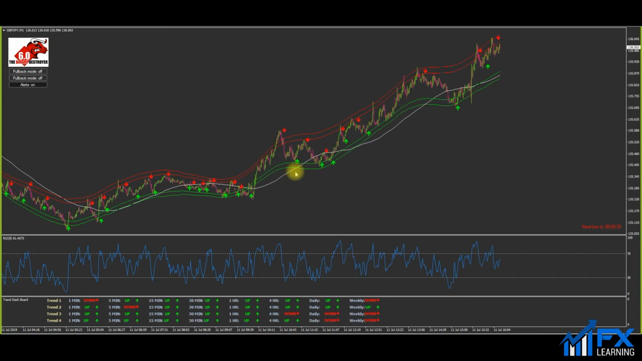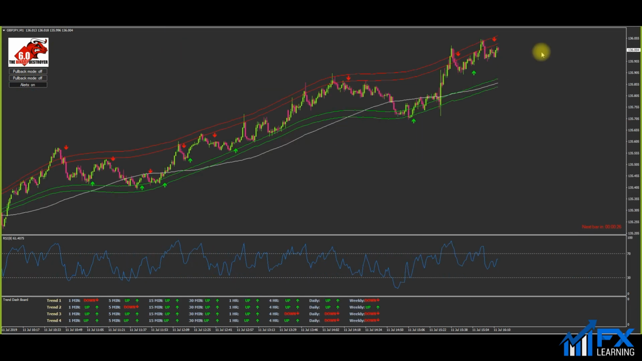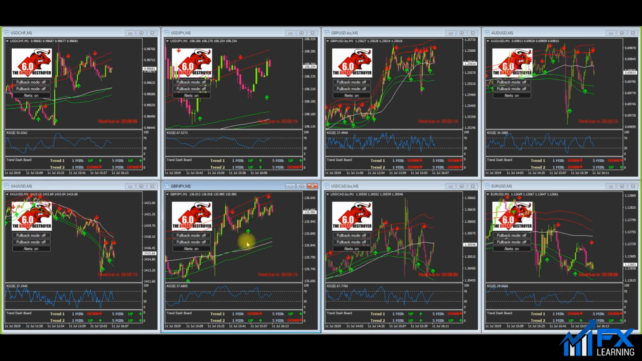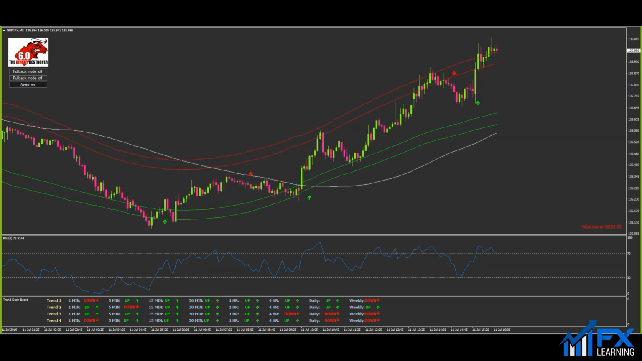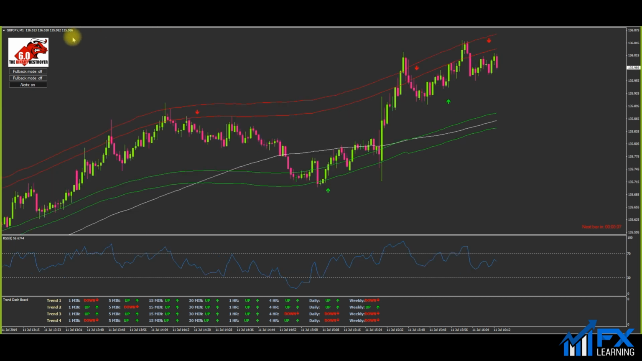GBP JPY, what's happening here? Again, that's a clear uptrend. You can see that just by looking at the zones. You can see prices trending up here, prices above the moving average. I do not want to be selling the market there. In fact, we have got a nice signal. In fact, I might actually take this signal. Let me see what the 5-minute charts is saying. I'm going to sell right now GBP JPY.